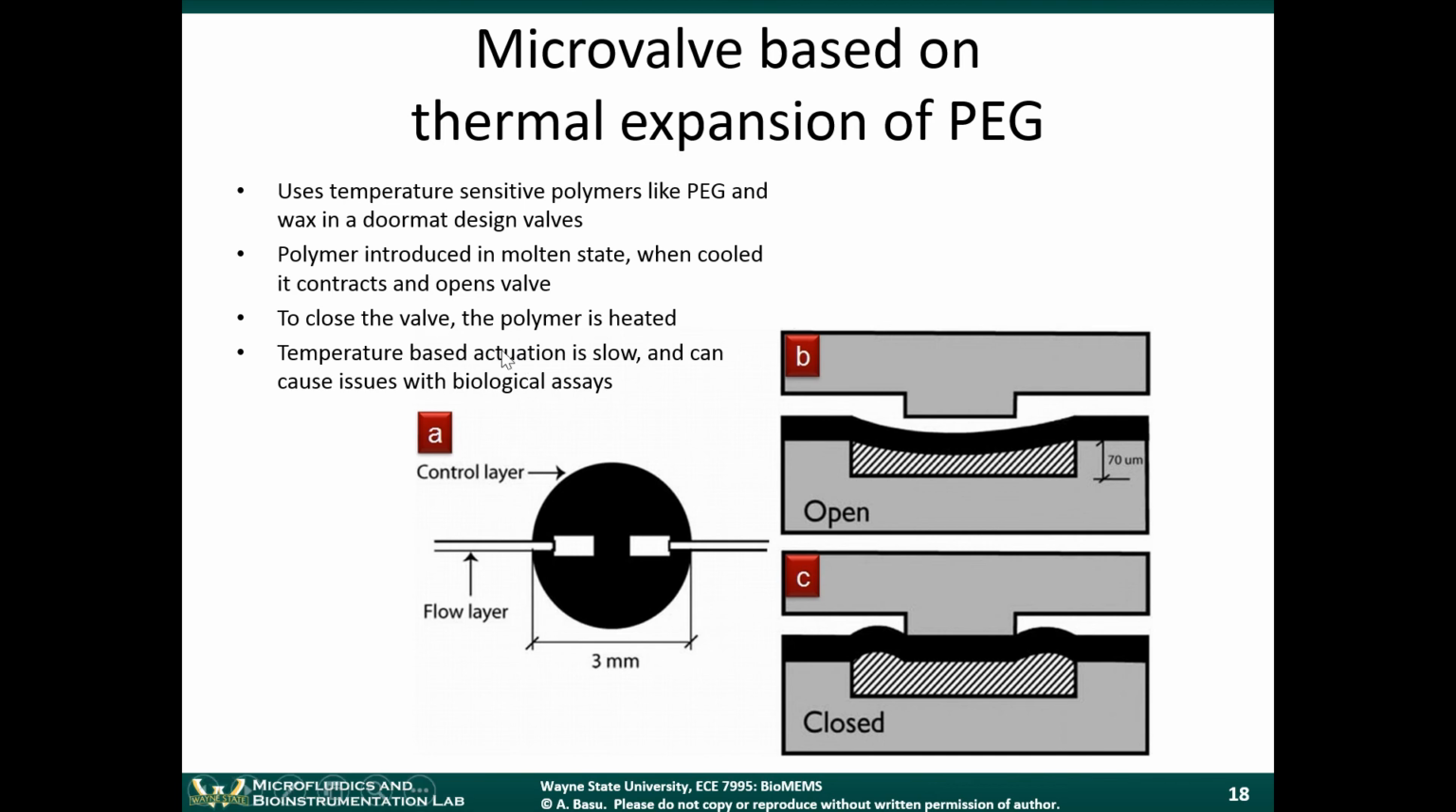In this case, a polymer could be introduced in the molten state. When the polymer cools, the polymer will contract and the valve is open. And if you want to close the valve, you heat up the polymer, and so it expands like this, and it closes the valve. So this is a temperature-based actuation. It's not exactly thermopneumatic. This is a thermal expansion valve.